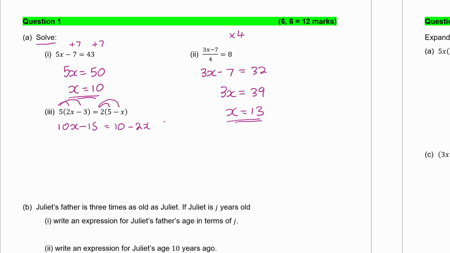So I'm going to start here by adding 2x to both sides of this equation. This gives me 12x. And of course, I haven't done anything with the numbers, so I still have minus 15. On the right-hand side, adding 2x removes the negative 2x, so I just have 10. Then I'm going to add 15 to both sides, giving me 12x is equal to 25. And then divide by 12, so x is 25 over 12.